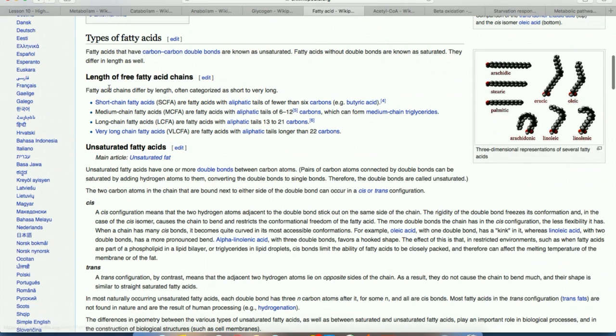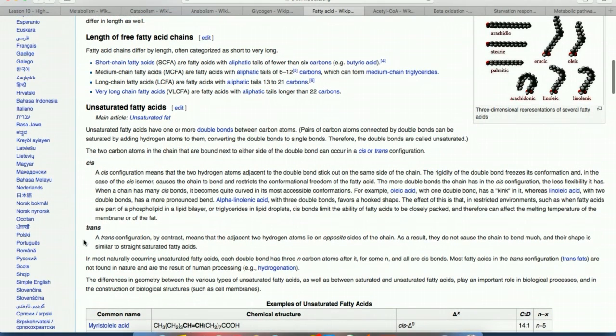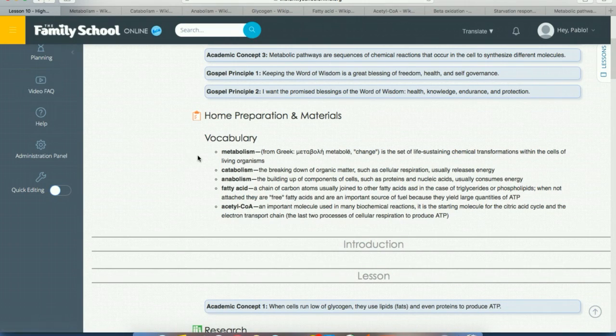So if I were to read more on this, I find out that the bent ones are the ones that have this configuration, the cis and the trans configuration, but that is not too important at this point. Let's see. Okay, so now we know metabolism, catabolism, anabolism, fatty acids, acetyl-CoA.